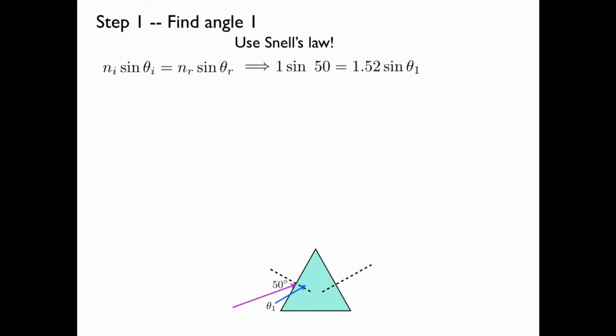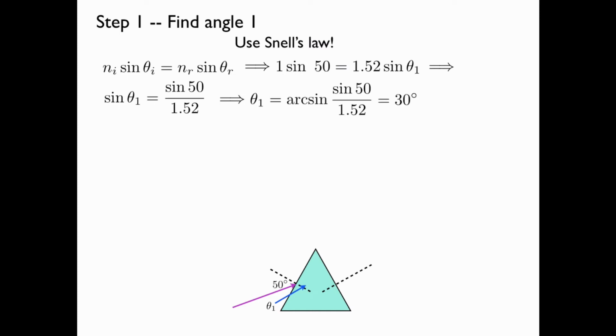Now we'll plug in what we know. The incident index of refraction is 1 because the light is through air. The incident angle is 50 degrees, and the refracted index of refraction is 1.52. So we can rearrange to find theta 1. From this point, we have to take the arc sine, or the anti-sine, of both sides. Using our calculator gives 30 degrees with respect to that first normal, as shown in the diagram below.